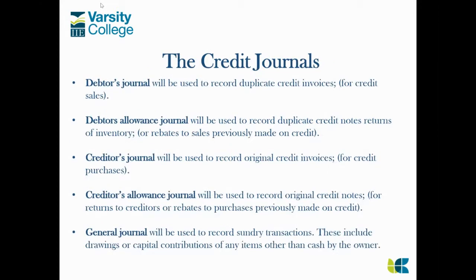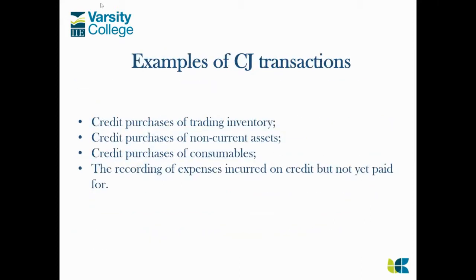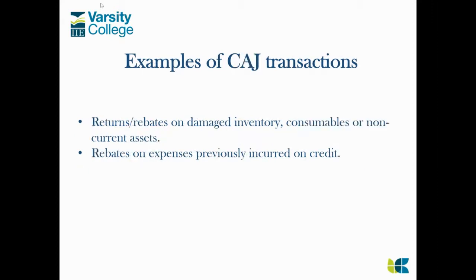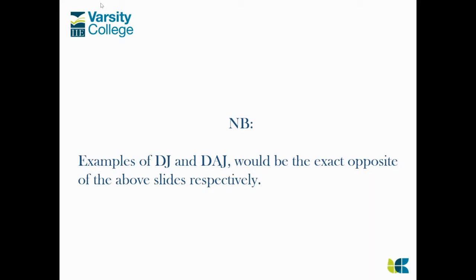Then these are the credit journals. We spoke about them earlier on, so I won't go through them. You guys can read through them. And then these are examples of transactions that would be recorded in the CJ. Credit purchases of trading inventory, non-current assets, and then consumables. You guys can read about this, but the best way to master it is by doing exercises. Then again, we spoke about the creditors adjustment journal or allowance journal, and we know that that's for rebates or returns for things that were initially bought on credit.